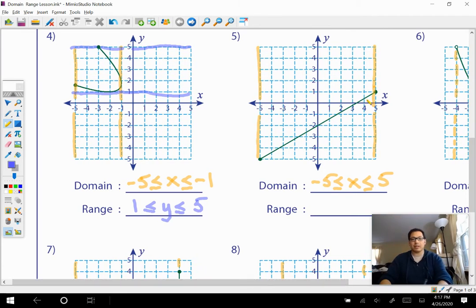How about this one over here? Oh, this is an easy one. It's a line, right? What's the lowest and what's the highest it can go? If we're looking at these numbers on the y-axis, it looks like the lowest it can go is -5.